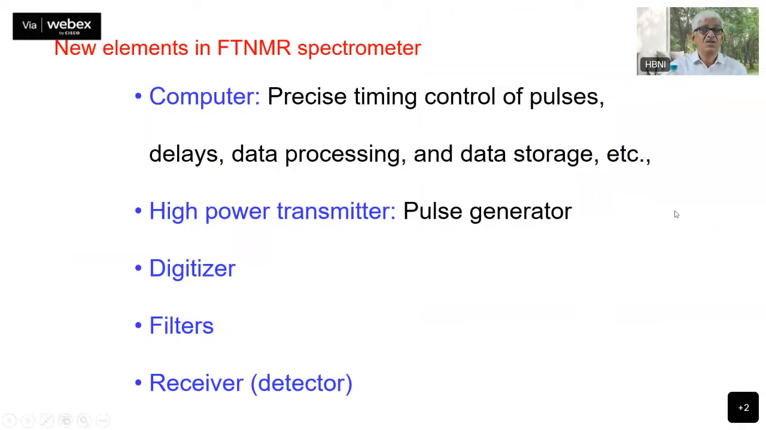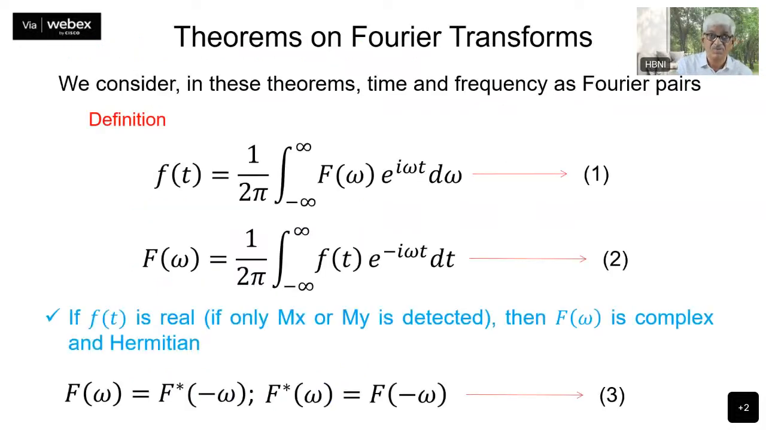Okay, so in the new elements in the FTNMR spectrometer, you have precise timing and already mentioned these delays, data processing, data storage, high power transmitter, pulse generator, digitizer. Okay, digitizer is what I mentioned to you, that the signal is collected in a digitized manner. Then you have various kinds of filters, then the receiver, there's the detector. So these things are special to the FTNMR spectrometer. These are not there in the CW spectrometers.